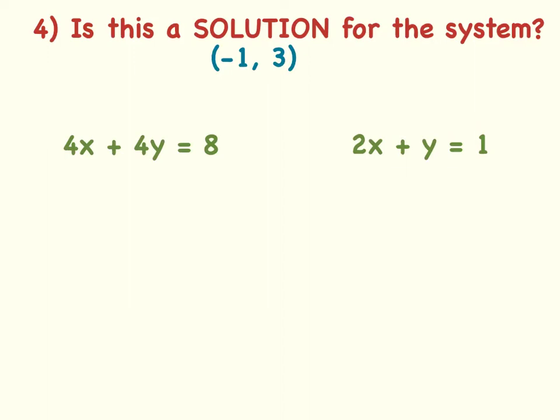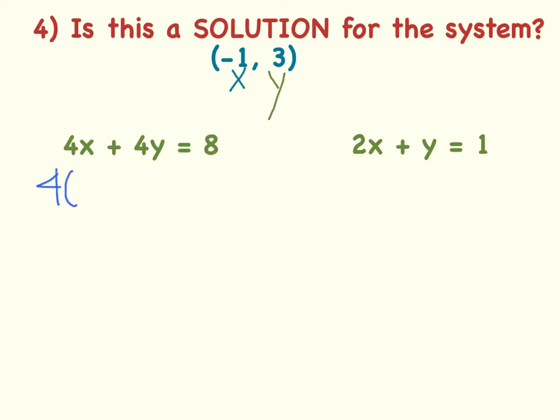Alright, question number 4. Is this a solution for the system? So notice that given this point, we know that this value is our x, and this value is our y. So all we need to do right now is plug in those values that we know into both of the equations. We have to check to make sure that it works for both of the equations.